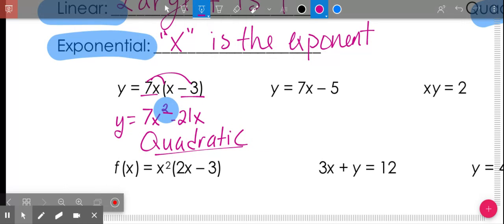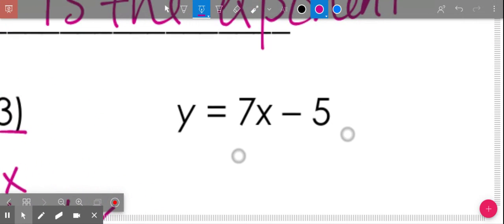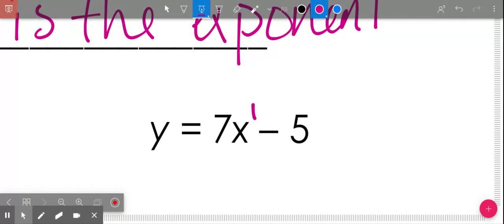Looking at the next one, I have y equals 7x minus 5. It's simplified, and I know that that x right there has an exponent of a 1, because anytime you can't see the exponent, you know it's an exponent of a 1. So we're going to call this linear.